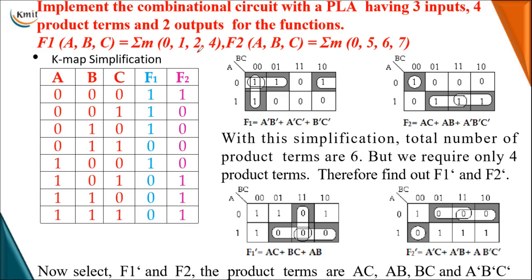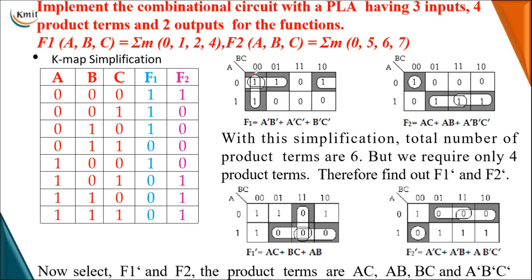For the given functions, this is your truth table of F1 value and F2 value. Let me minimize each function using the K-map method. So first function F1, after mapping and combining your minterms, we got the minimal expression A bar B bar, because it is forming a pair, so A bar B bar.